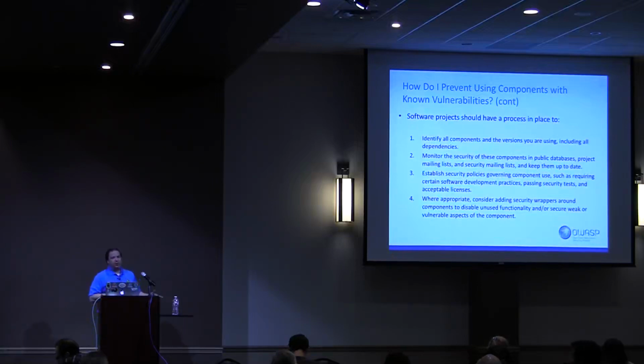And lastly here, where appropriate, consider adding security wrappers around components to disable unused functionality or secure weak or vulnerable aspects of the component. So maybe we have to use this library. Maybe there's no other option. This is the only library that does what we need to do. And maybe there's function calls in there that we really don't want to expose. We can write a wrapper that basically calls that functionality, but does not call the effective functionality. And we can use that to basically isolate it while still utilizing that actual library.